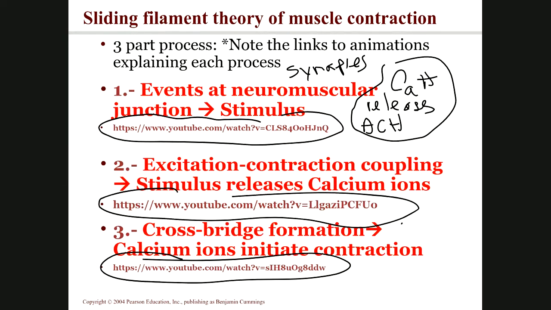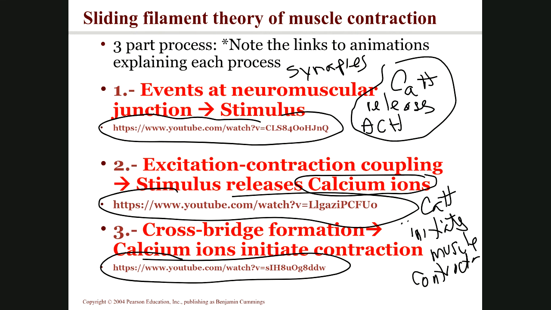Inside the muscle cell, calcium is going to be released from the sarcoplasmic reticulum and is going to initiate muscle contraction. So calcium is going to be needed inside the muscle cell to initiate muscle contraction. And as long as calcium is present, muscle contraction will continue. Okay, so that's the role of calcium in muscle contraction.